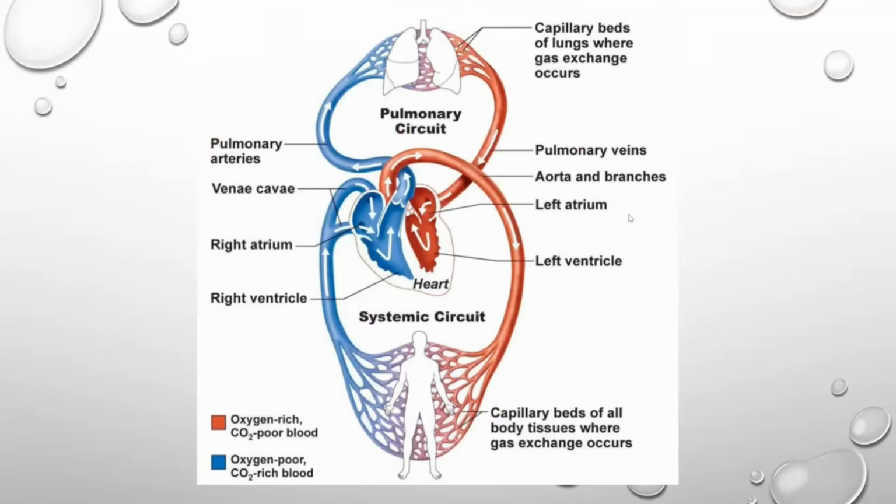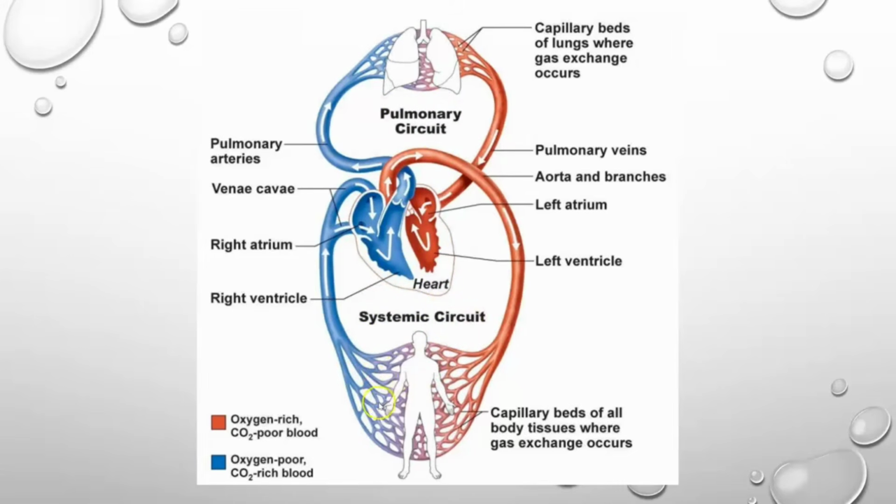Very good. Now, why is it called double circulation? Because the blood enters the heart twice. Once it enters the heart as deoxygenated blood and it comes out of the heart as oxygenated blood. So it is called double circulation. You can see here the terms systemic circuit and pulmonary circuit. What do you mean by that?